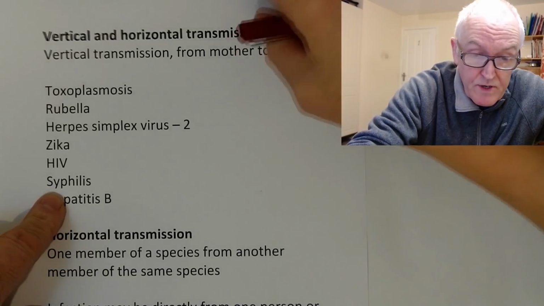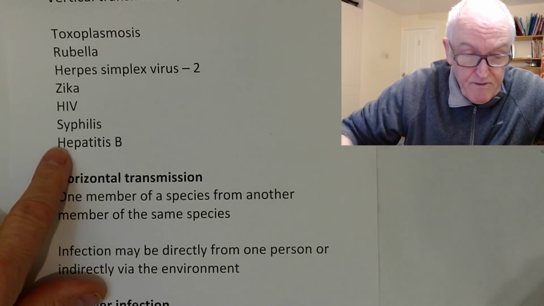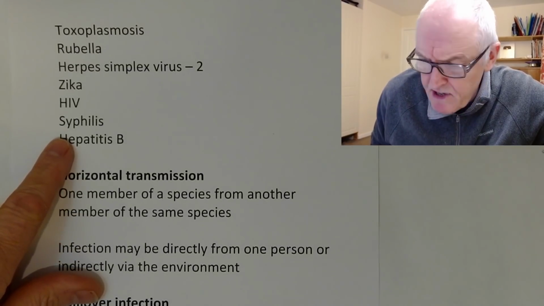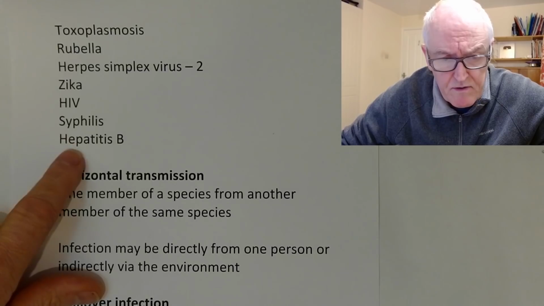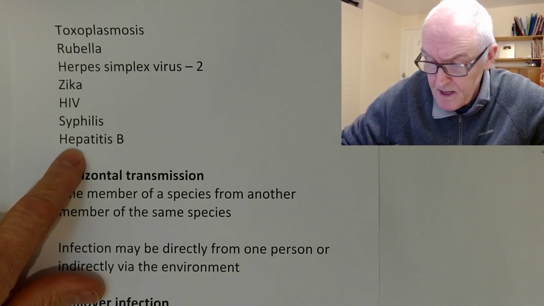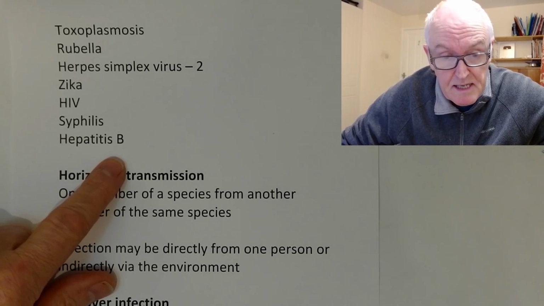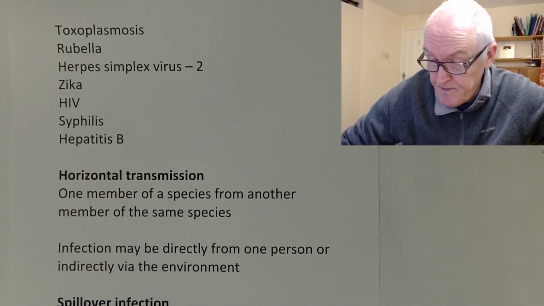Syphilis is a well-known vertical transmission condition, sometimes called congenital. It's present at birth. It's a bacteria, of course, often sexually transmitted. And hepatitis B is another one. Hepatitis B virus can be a vertical transmission.